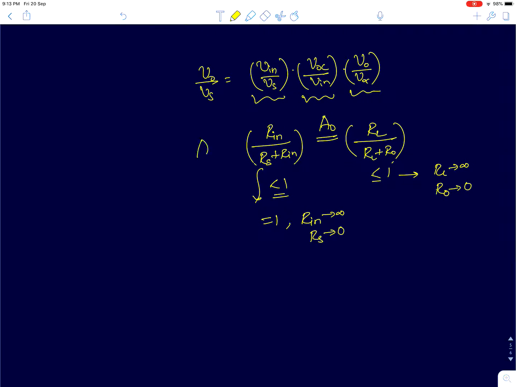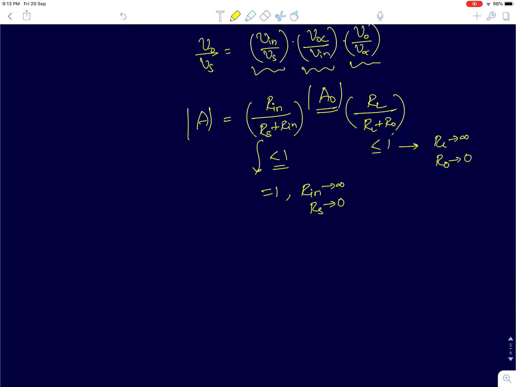So the overall gain of the amplifier, I am going to take the modulus here so as to just take the sign as positive, will always be less than or equal to A0. A0 is the intrinsic gain of the amplifier.